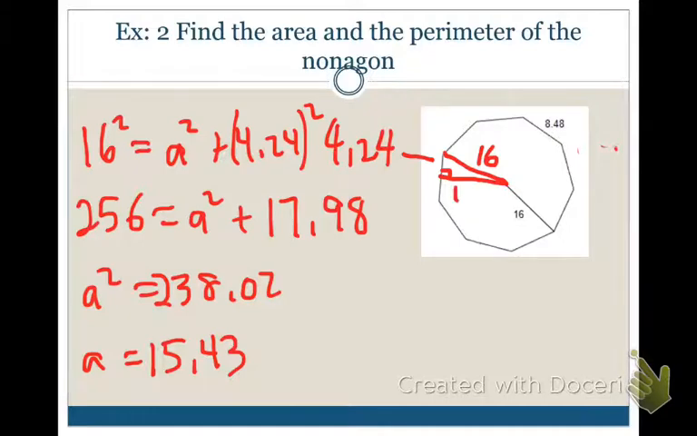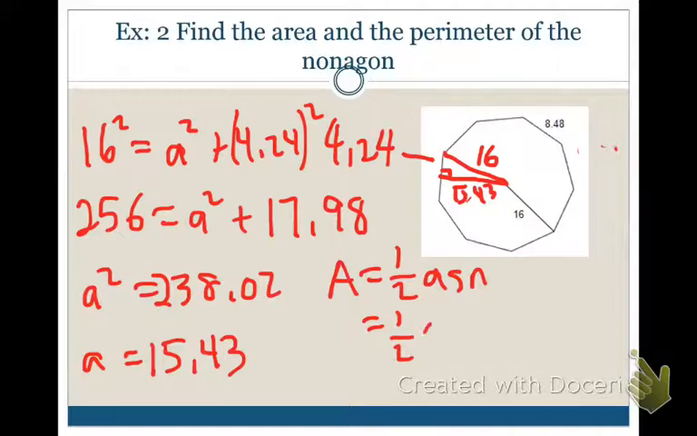All right, so this is 15.43. Now I can figure out the area of the shape. Area equals 1/2 ASN. So we plug in: 1/2, the apothem is 15.43. The side length, don't use the 4.24. Remember, the side length is not just half of it, it's this whole length, so it's 8.48, times the number of sides, which is 9.